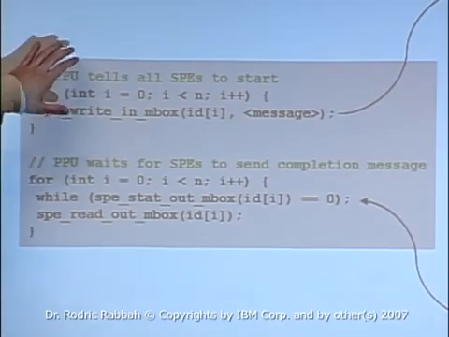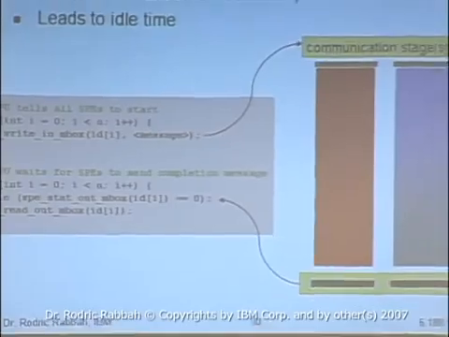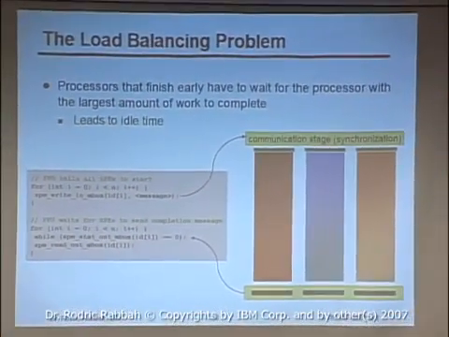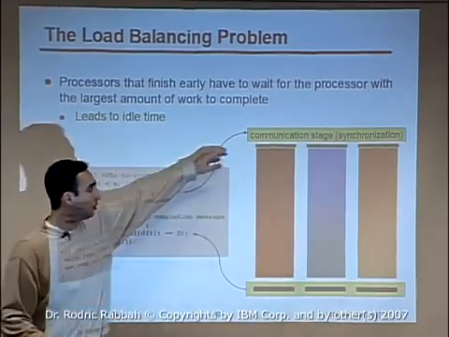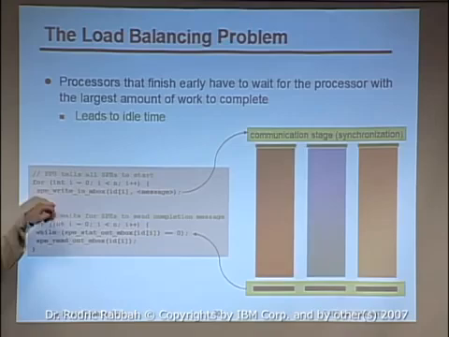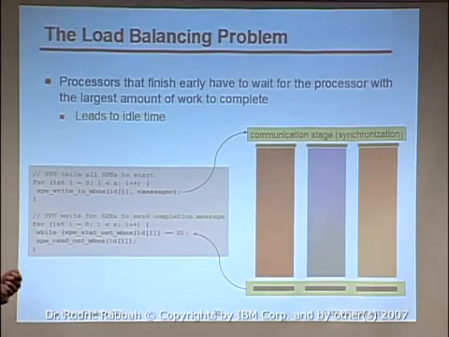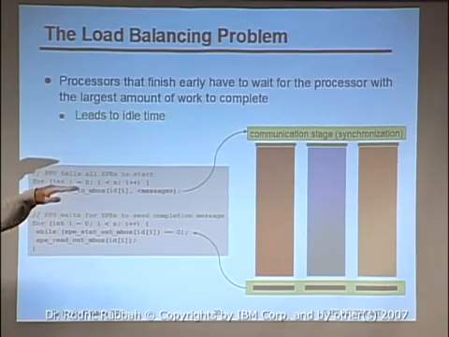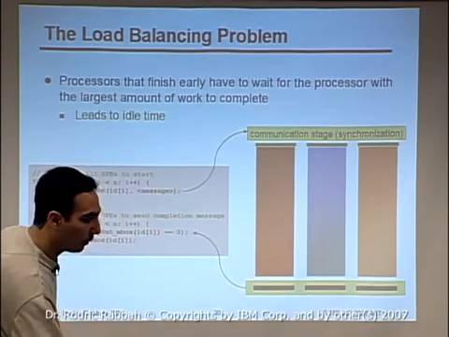So in the load balancing problem, you have, let's say, three different threads of computation, and that's shown here: red, blue, and orange. And you've reached some communication stage. The PPU program in this case is saying, send a message to each of my SPEs, to each of my different processors, that you're ready to start. Once every processor gets that message, they can start computing, and let's assume they have data and so on ready to go.